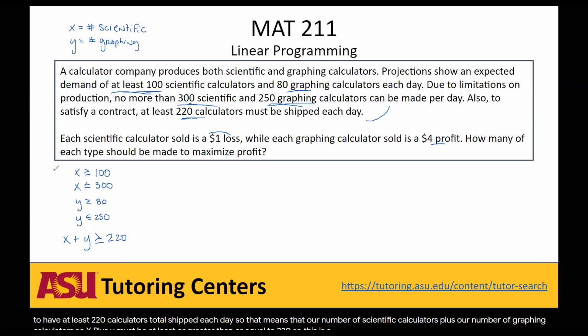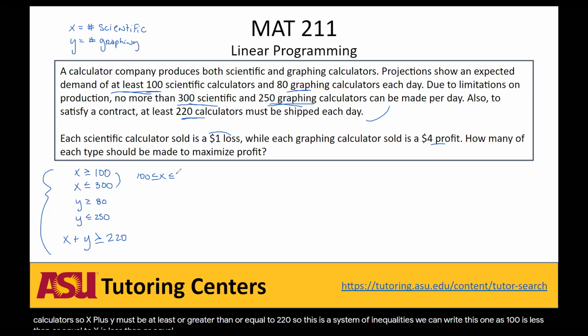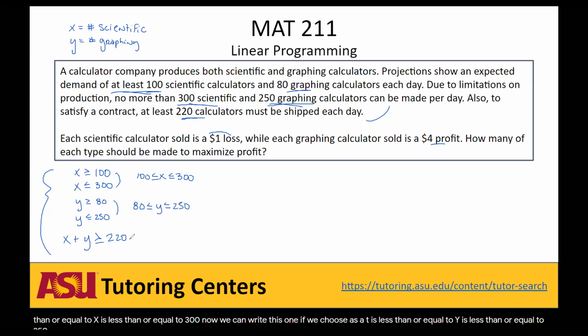So this is a system of inequalities. We can write this one as 100 is less than or equal to X is less than or equal to 300. And we can write this one, if we choose, as 80 is less than or equal to Y is less than or equal to 250. But it doesn't matter. Whichever of the two ways you like is fine for this.